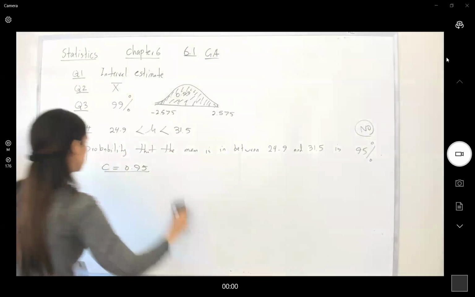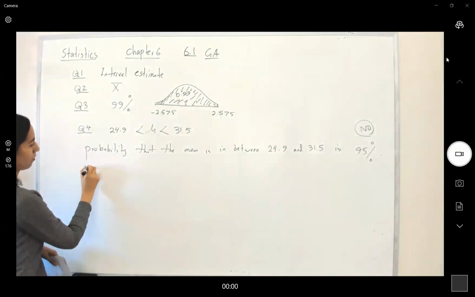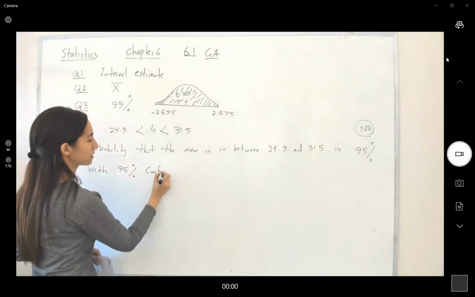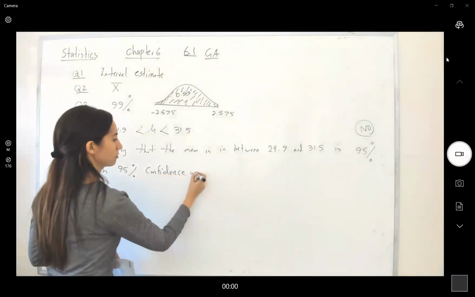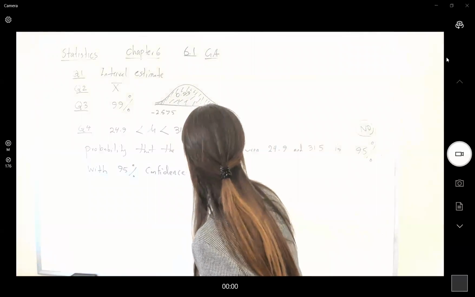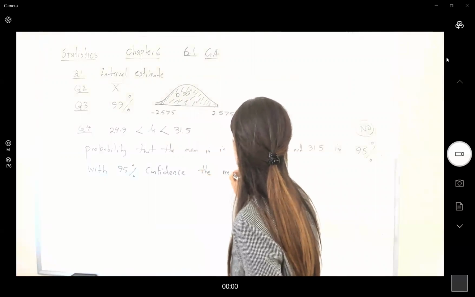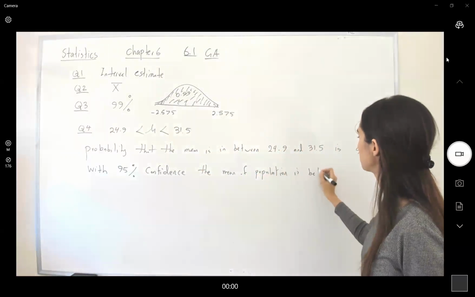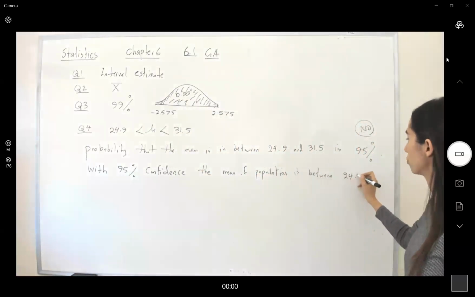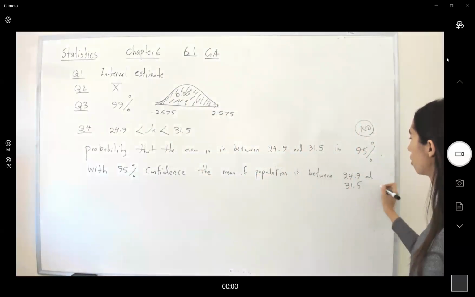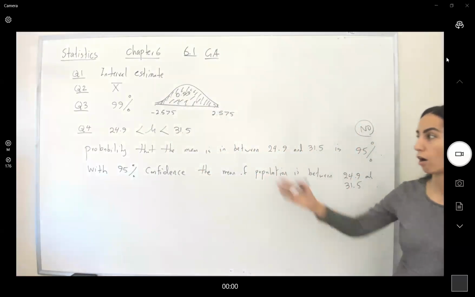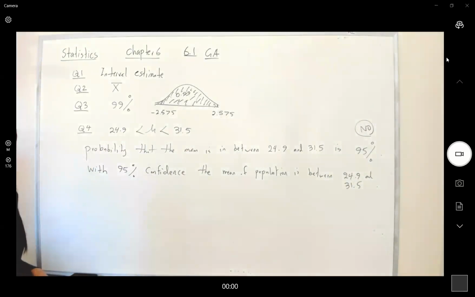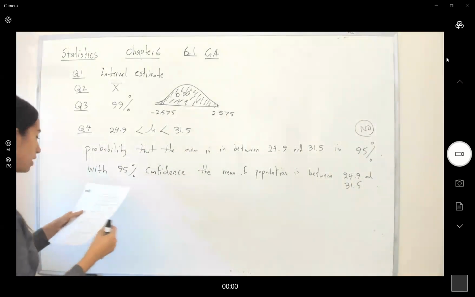They say that the answer is, with 95% confidence, the mean of the population is between these two numbers, 24.9 and 31.5. Be careful, it's not the probability of having the mean in between these two. It's actually the confidence level, the level of confidence. Very good.